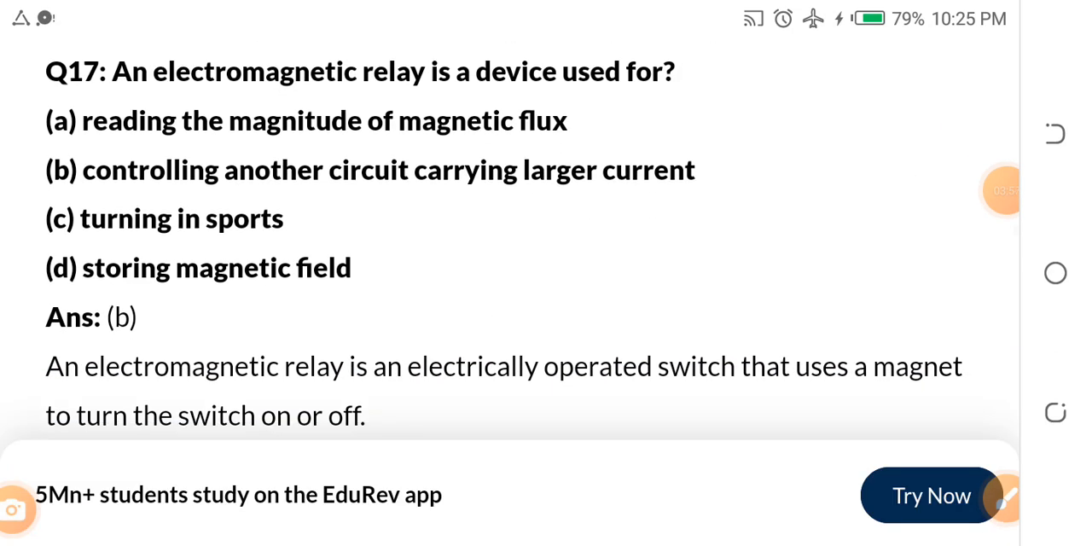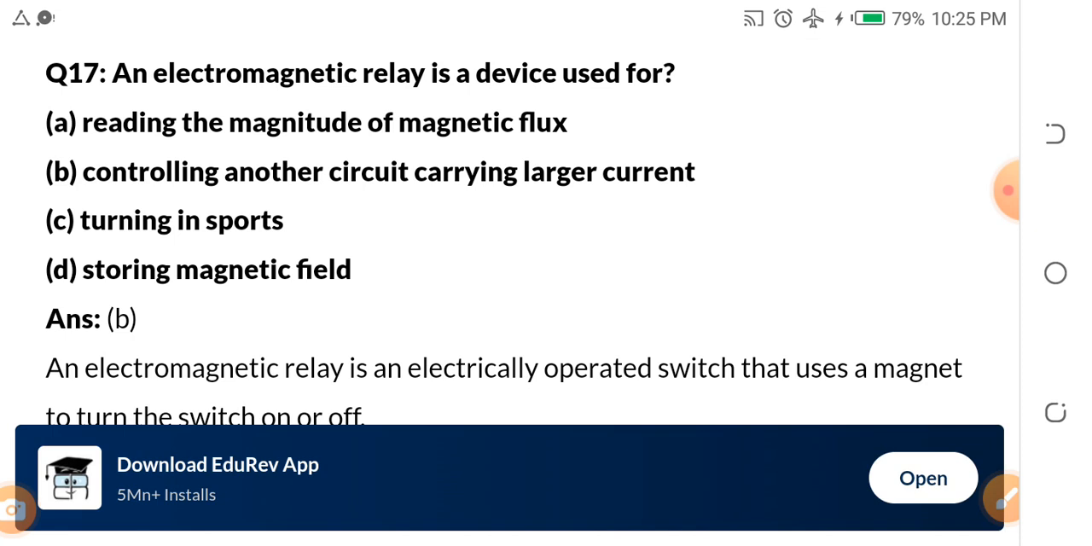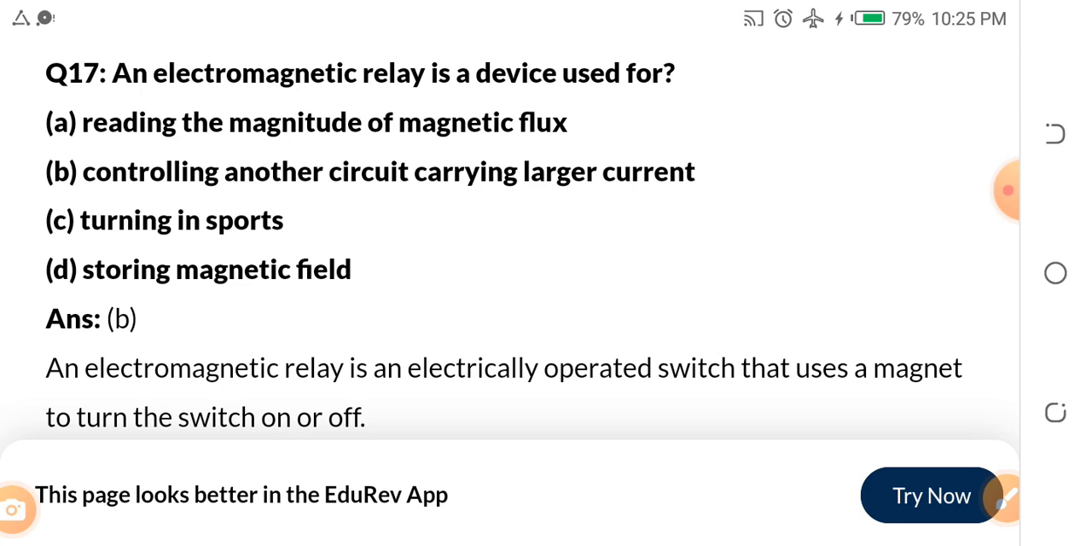Question number 17. An electromagnetic relay is a device used for dash. A, reading the magnitude of the magnetic flux. B, controlling another circuit carrying larger current. C, turning in spurs. D, storing magnetic field.